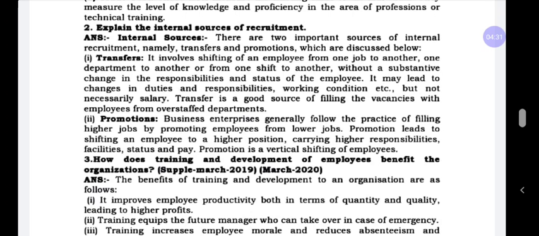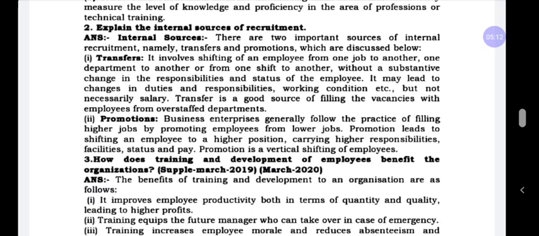First one, transfer. Transfer is the shifting of an employee from one job to another or one department to another without substantial changes in the responsibility and status of the employee. That means in an organization, for example, in Bangalore they have a company, and in Tumkur they have one more branch. In that particular department, they have vacancies. The organization will fill the Tumkur branch vacancies by transferring a Bangalore employee to Tumkur.